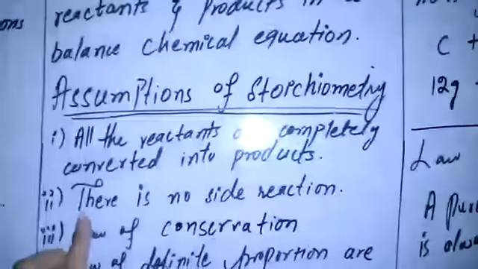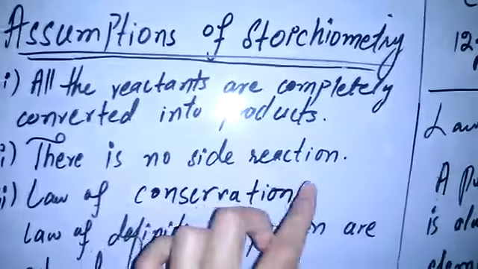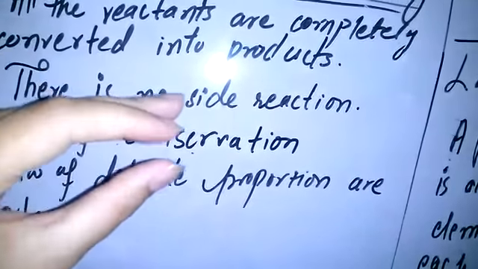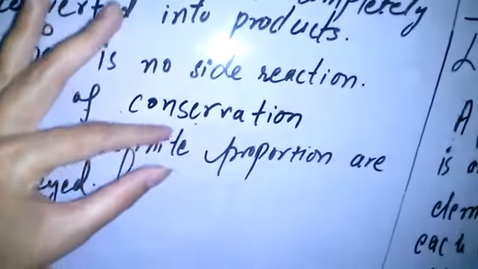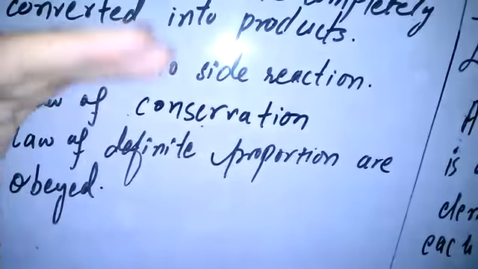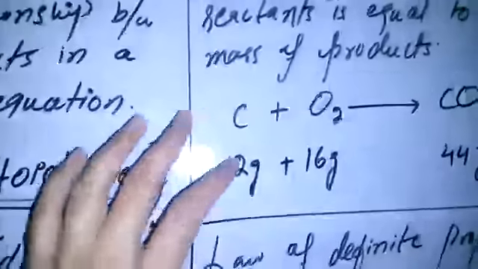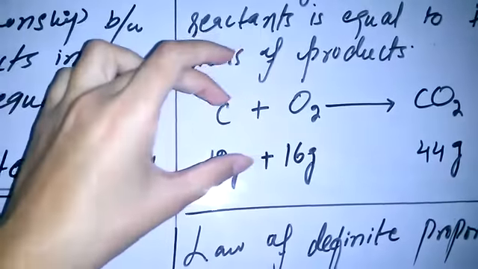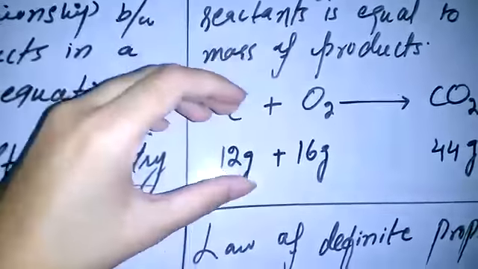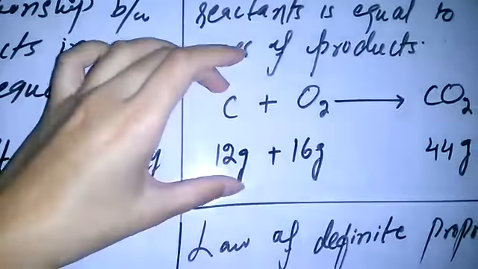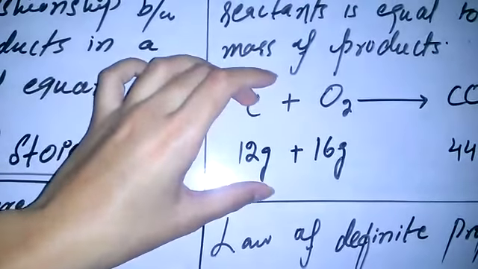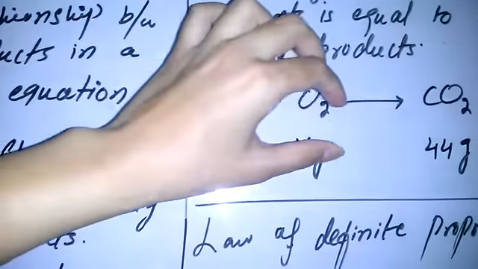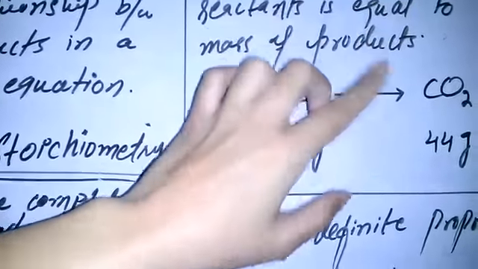Now there is no side reaction. No side reaction means there are no side products formed. In some cases, it has happened that instead of complete combustion of carbon to carbon dioxide, carbon monoxide is also formed. But in a balanced chemical equation, we will consider that all the reactants are completely converted into the desired product. No side product is formed.